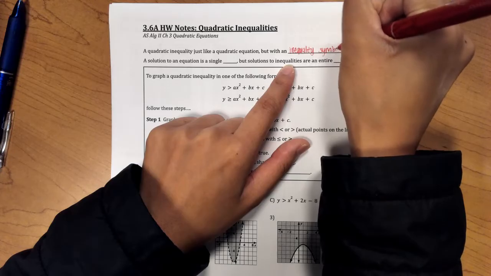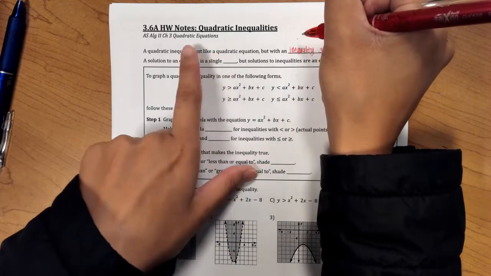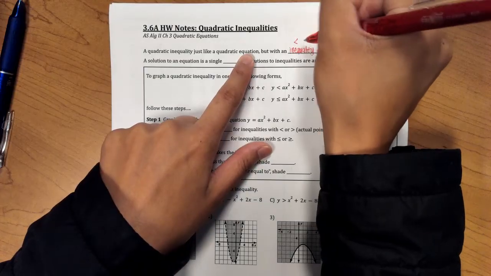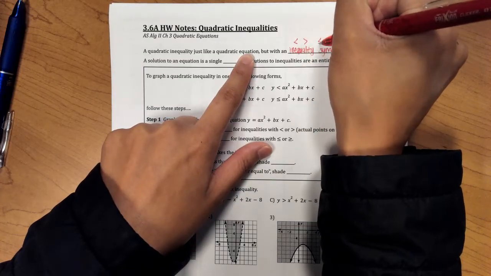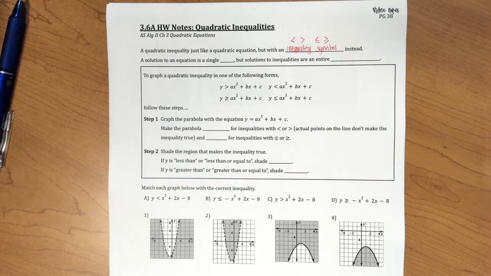So what is an inequality symbol? Well, instead of an equal sign like for equations, you have less than, greater than, less than or equal to, and greater than or equal to. We'll talk about those a bit more.